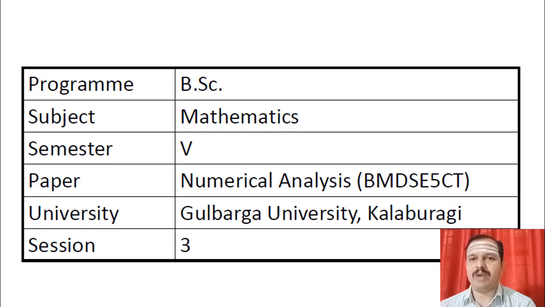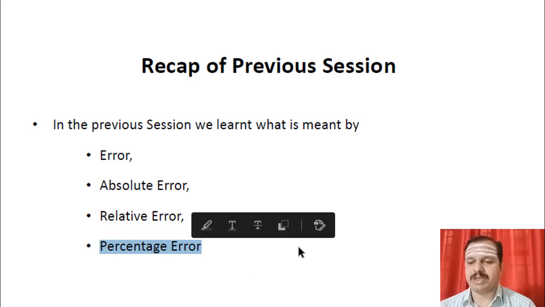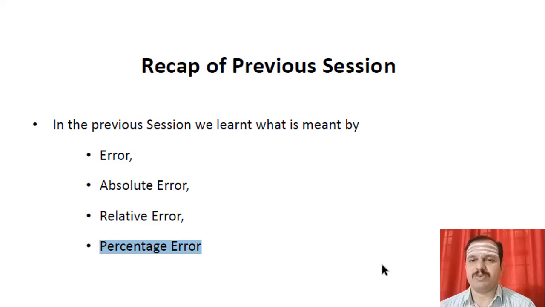In this video, I would like to explain two more examples on errors, absolute errors, relative errors and percentage errors. So let us recap what we have done in the previous session. We have defined the concept of error, and we have seen three different types of errors, namely absolute error, relative error, and the percentage error. This we have seen in the previous video.